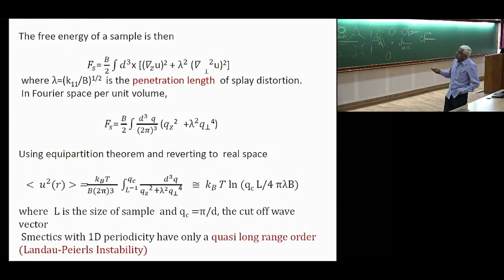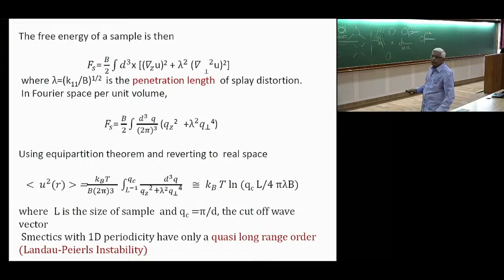The free energy of the sample, we can go through the same type of analysis again. So you have got the gradient of u along z, and then I take out a B, then I get a length here. This is called the penetration length of this splay distortion. And you go to the Fourier space, you analyze u in terms of its Fourier components. Again, apply equipartition theorem for each mode, and then go back to the real space. What do you get? You get this result.